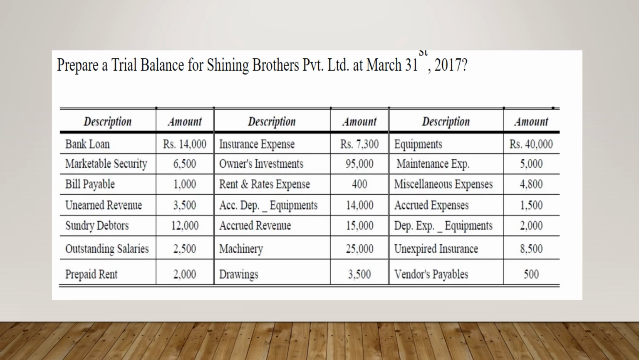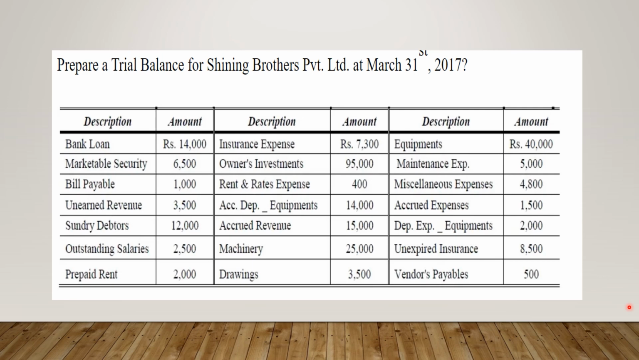So what information is this? Here we have the names of the accounts. Description column includes the names of the accounts. Amount column has the balances of the accounts. For example, bank loan rupees 14,000, insurance expense 73,000, equipments 40,000. Fine. So these are the balances.